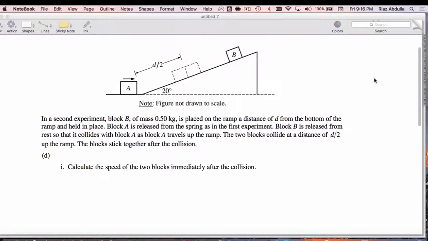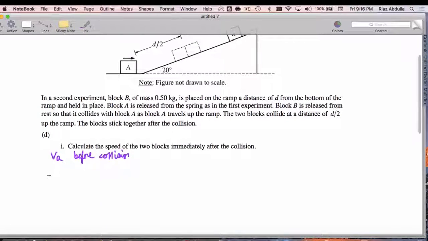All right, in a second experiment, we have a block placed on the ramp, and they collide. So we want to calculate the speed of the blocks before and after the collision. So it says calculate the speed of the two blocks immediately after the collision. So first of all, let's just get VA before the collision.